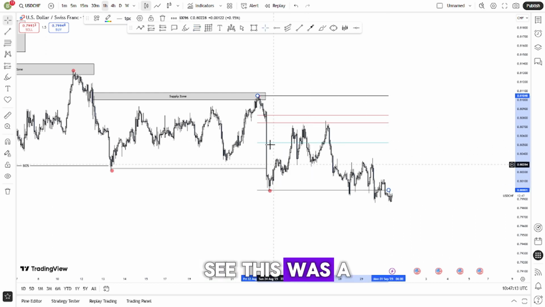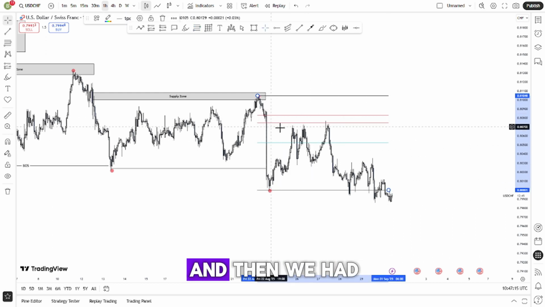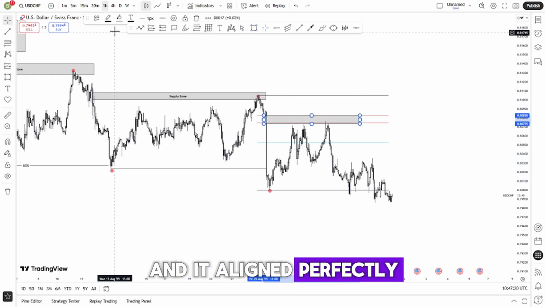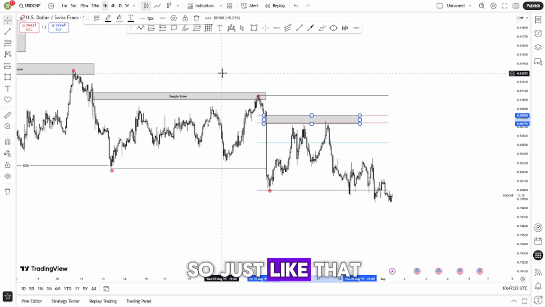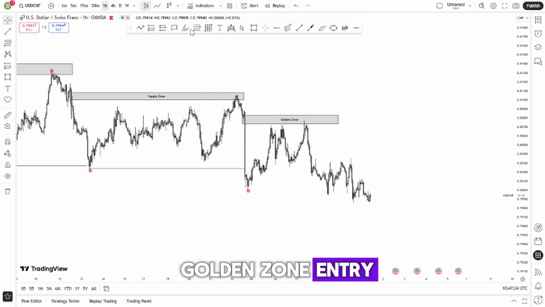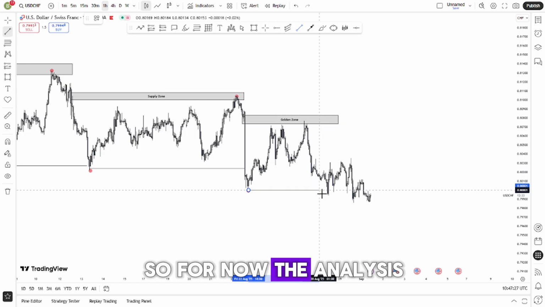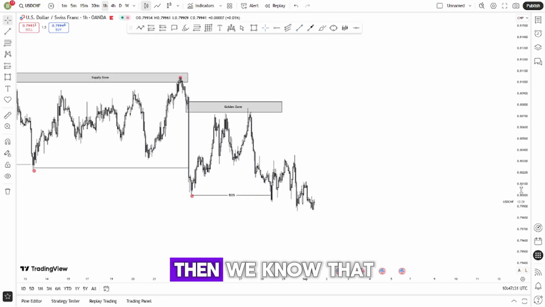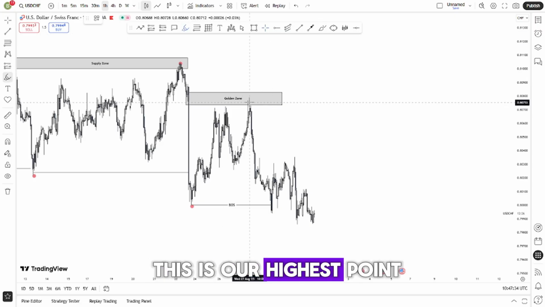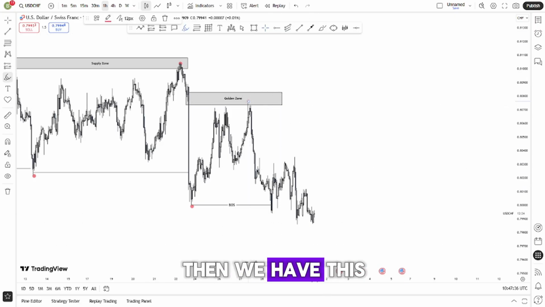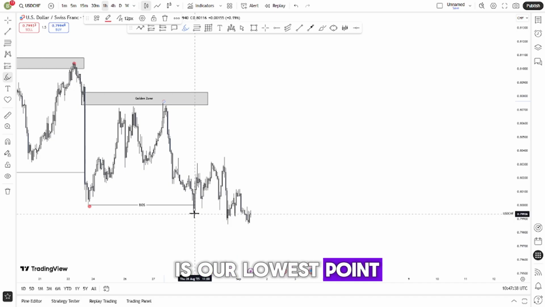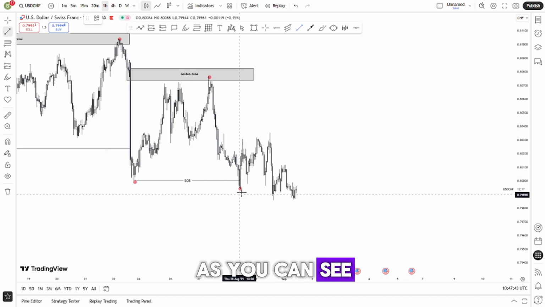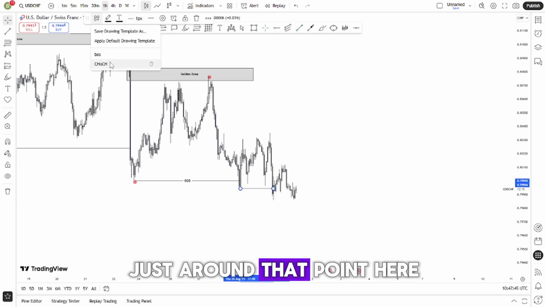Then as you can see, this was a nice supply zone, and then we had an imbalance just around that point, and it aligned perfectly with the golden zone. So just like that, we have a nice golden zone entry. So for now, the analysis that we have is this new break of structure, obviously. Then we know that this is our highest point, then we have this as our lowest point, as you can see right there. But the market continued to break structures, as you can see, we had another break of structure just around that point here.